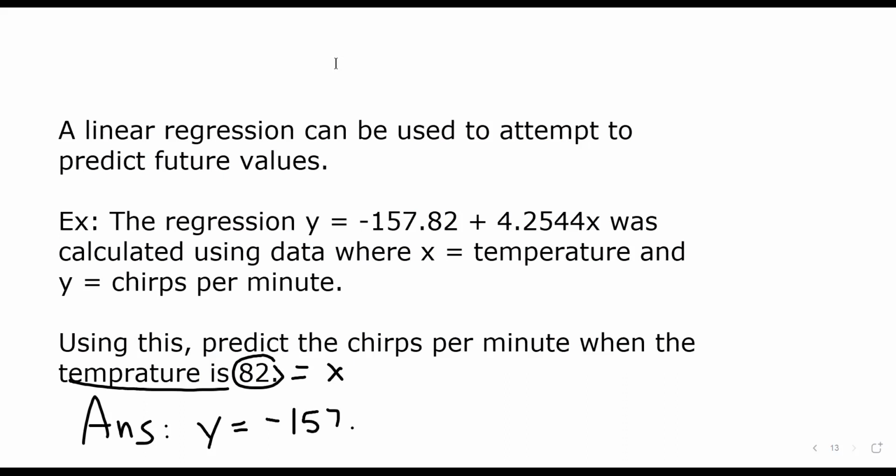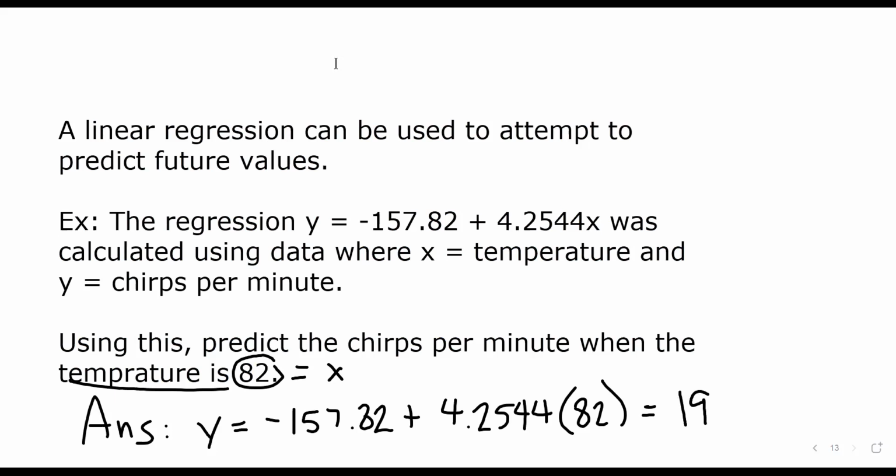Negative 157.82 plus 4.2544 times 82. And that equals something. That's what calculators are for. Negative 157.82 plus 4.2544 times 82. I got, to the nearest whole number, 191. Did anybody happen to put it in a calculator and get kind of the same answer? Okay, just wanted to make sure.